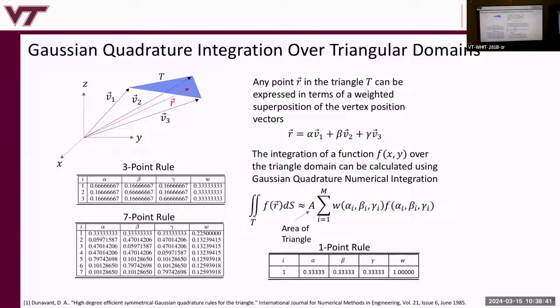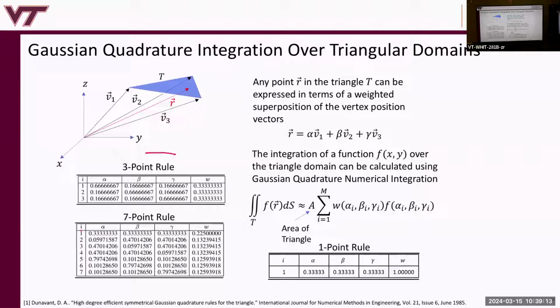All right. And then by the process of Gaussian quadrature numerical integration, any function f of x, y over a triangular domain can be calculated using the following formula. We have the area of the triangle, A. We multiply that by the summation of the product of the weights and the function evaluated at the alpha, beta, gamma. Where did those come from? These are pre-calculated and provided in this paper.